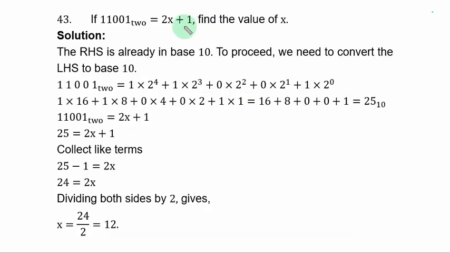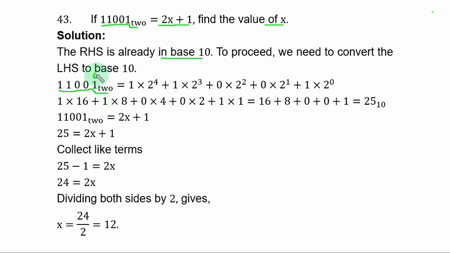Example 43. If 11001 base 2 is equal to 2s plus 1, find the value of s. The right hand side is already in base 10. To proceed, we need to convert the left hand side to base 10, and the left hand side is 11001 base 2. Let's attach the position values.